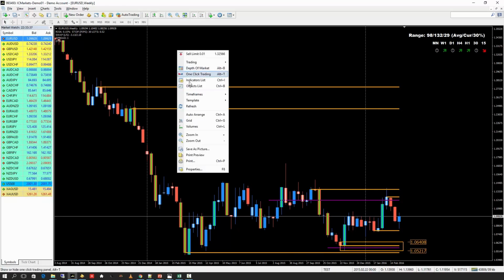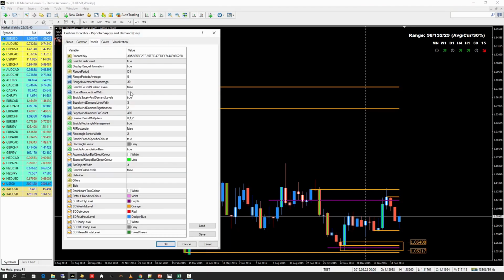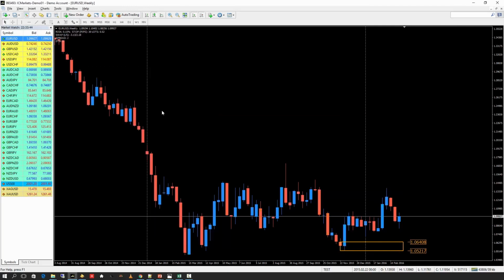I'm just going to remove these lines because we know where to look, just so it's a little bit clearer. So we have this area of demand which is untested and fresh, which is beautiful. So this is the bottom at the moment. Price has not touched here.